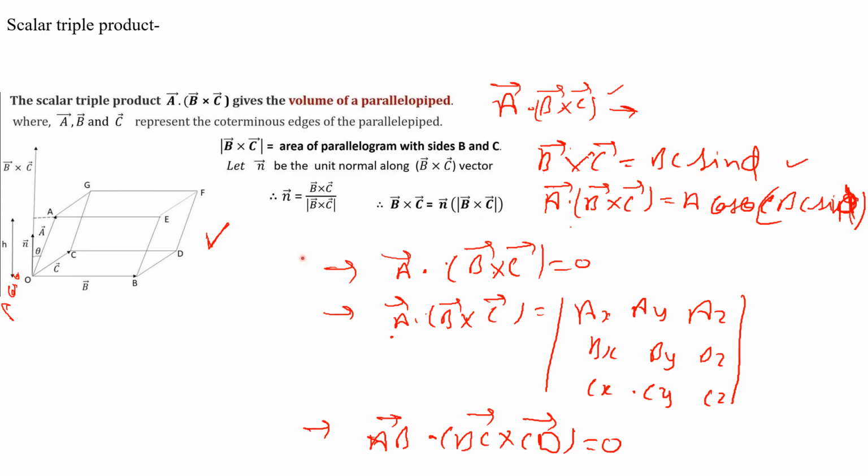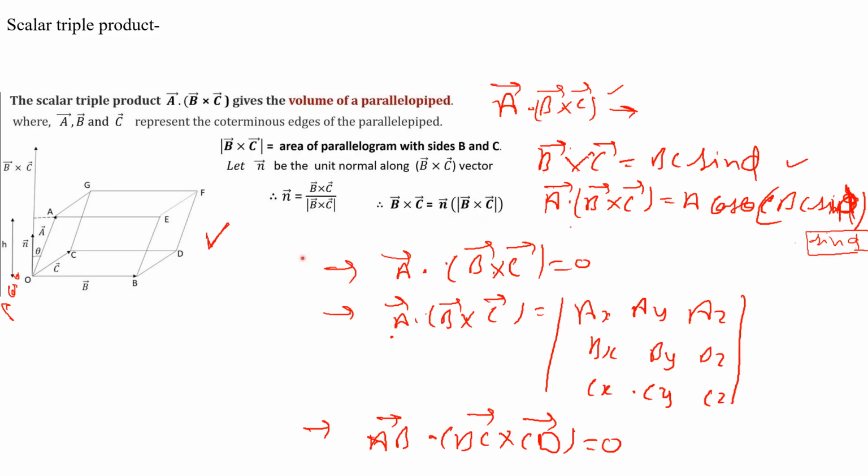This is phi, sine of phi. So this is the volume of the parallelepiped. It represents the volume of a parallelepiped represented by edges A, B, C.